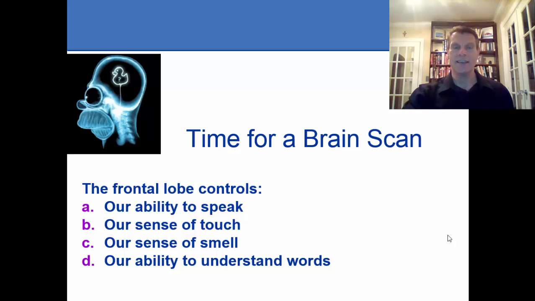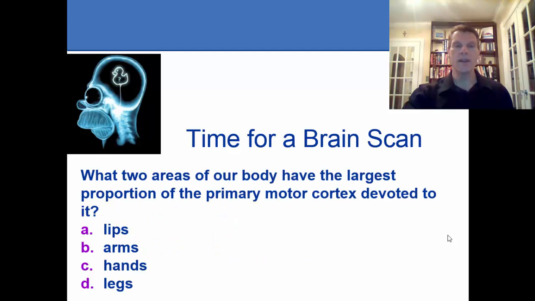Let's stop for a brain scan. The frontal lobe controls our ability to speak, our sense of touch, our sense of smell, our ability to understand words. If you said our frontal lobe controls our ability to speak, you're correct. It controls our ability to speak, our ability to think, and our muscle movement. If you thought it might be our ability to understand words, we'll come to that part of the brain later. What two areas of our body have the largest proportion of the motor cortex devoted to it? Lips, arms, hands, or legs? If you said lips and hands, you are correct.